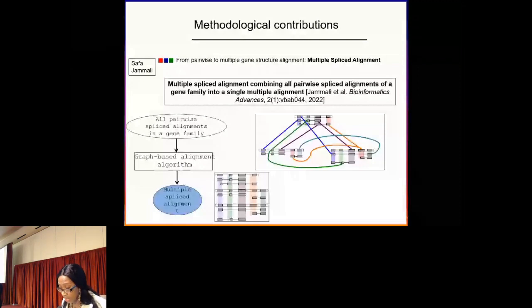And then based on this graph that is generated, we extract connected components, and connected components correspond to regions that are well aligned, blocks that are well aligned in the multiple splice alignment. So for instance, here we see an illustration of a multiple splice alignment with the identification of the orthologous exons.